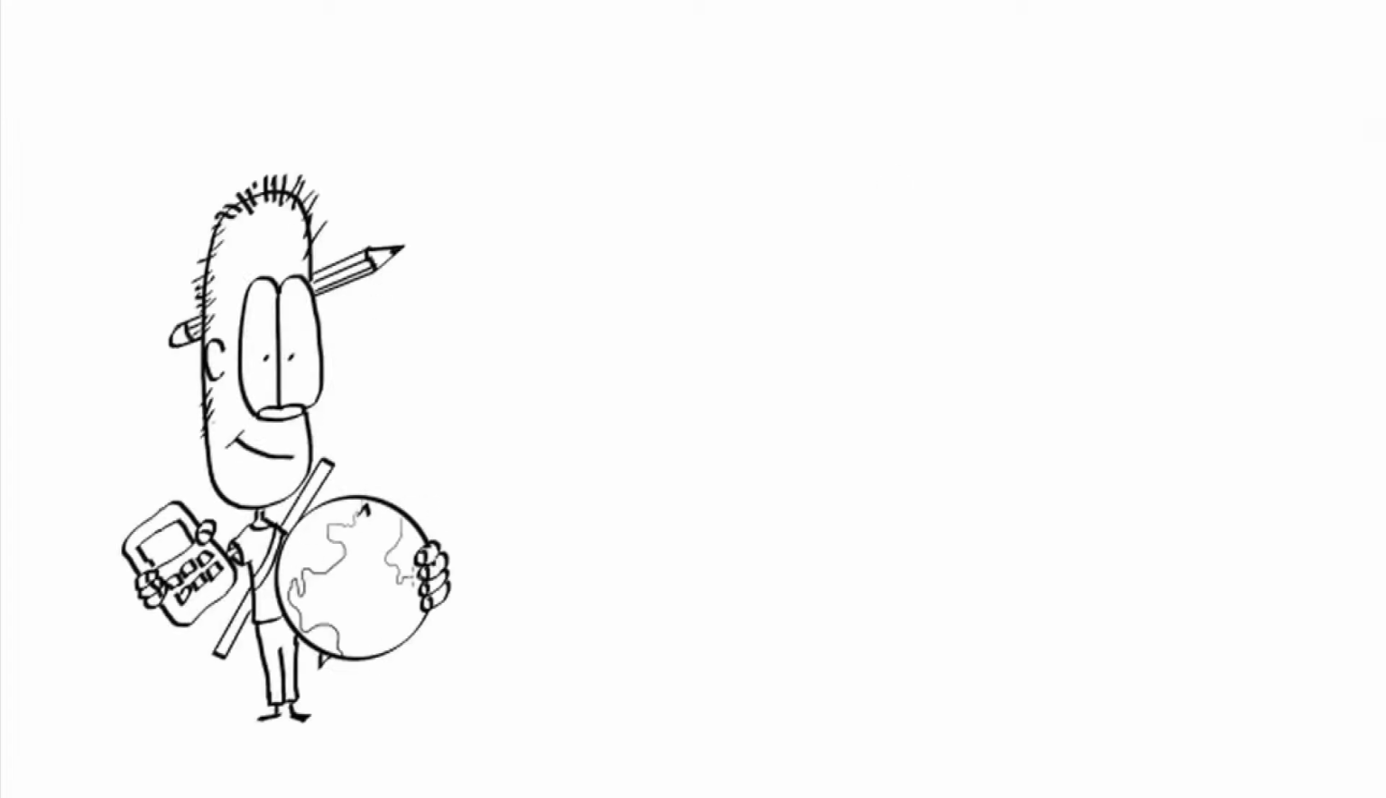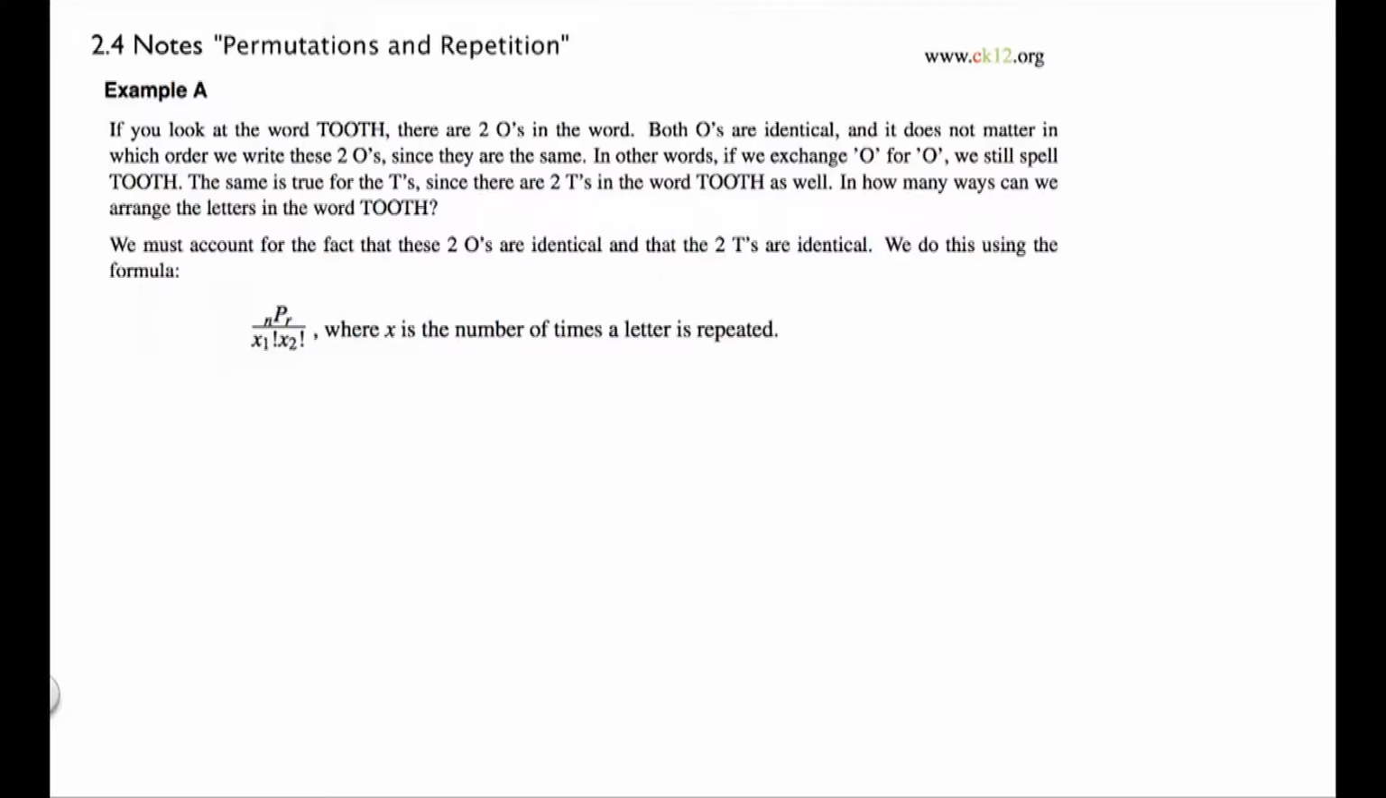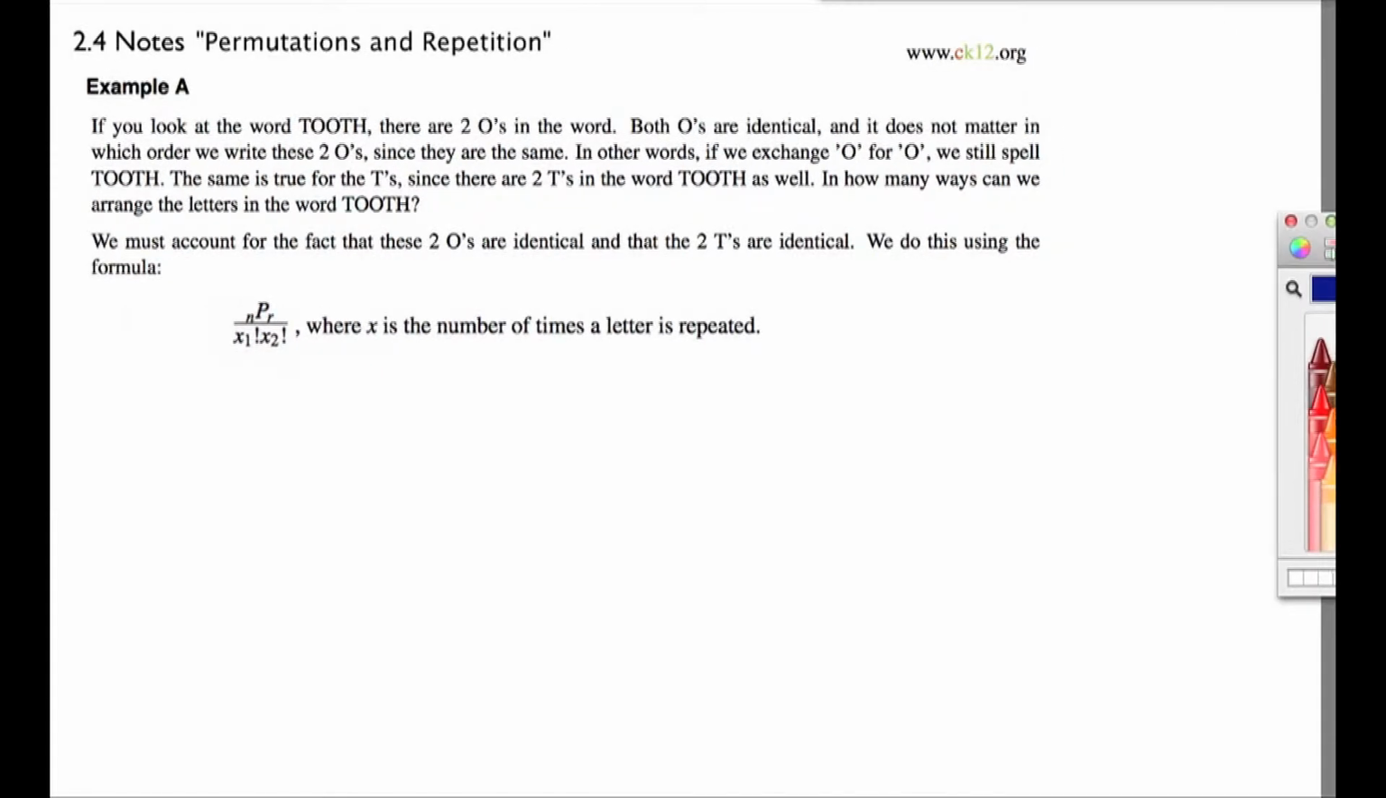Hi everybody. In this section we're looking at permutations and repetition. In the last section we just looked at permutations, how many different ways we can arrange different objects in so many spaces. This time we're looking at arranging objects, however we'll have a repetition of one of those objects. So we want to figure out how many permutations we could do, but we don't want to double count if one of the objects is exactly the same.